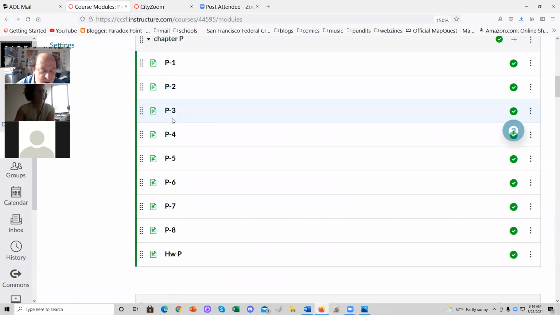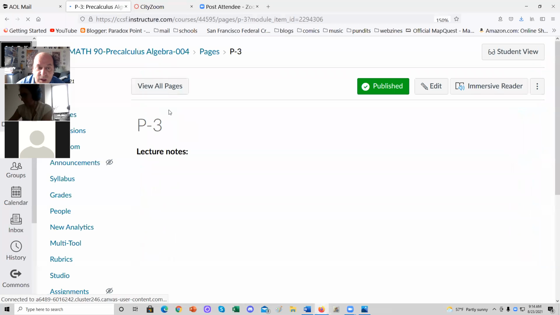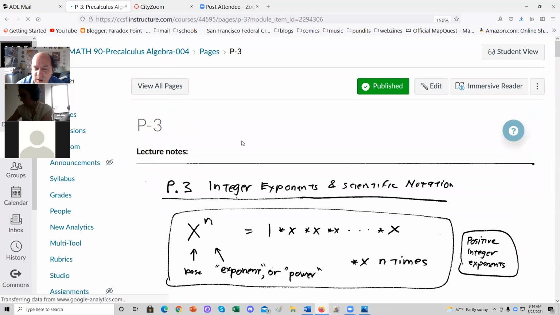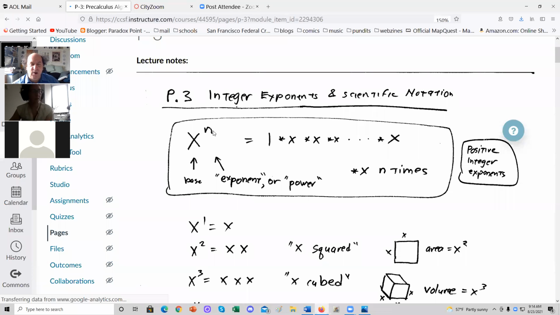P3 is integer exponents in scientific notation. P4 is radicals and rational exponents. We proceed. Okay, P3. x to a power n: x is called the base, and n, the little thing on the top, is the exponent. Sometimes you use a caret, a kind of upside down V, instead of this raised power. One of the biggest problems is people write x to the n, only they write n right down next to it like it's x times n. Try to avoid that type of graphical error.